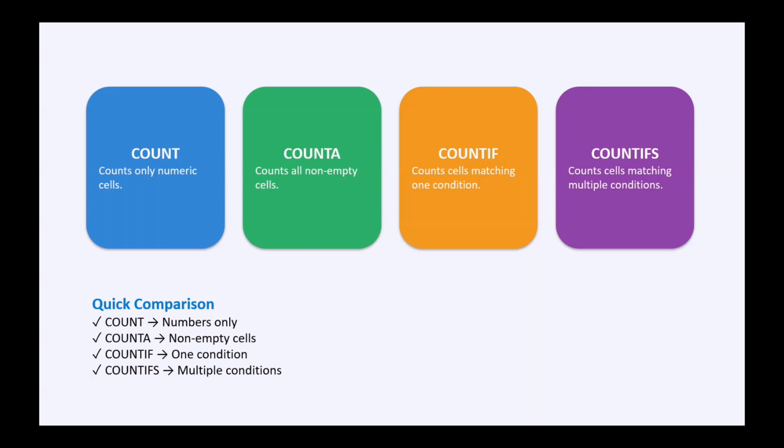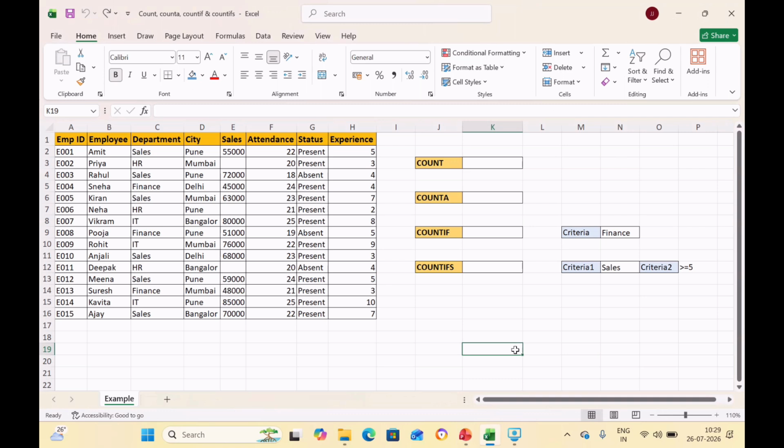So let's demonstrate this in Excel with a real example. To demonstrate these four functions, I have prepared one data set over here. You can see the data. The column names start with Employee ID, Employee Name, Department, City, Sales, Attendance, Status, and Experience. One by one, we will learn how these count functions work.